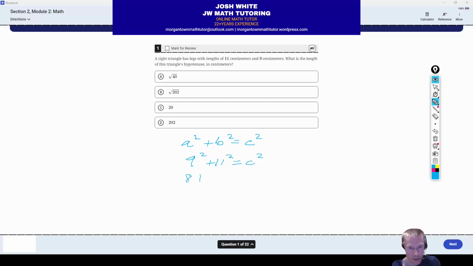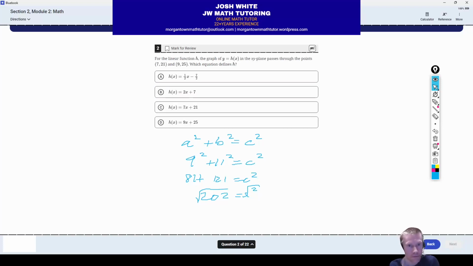So we got 81 plus 121. So c squared is just going to equal 202. Then we can square root that to solve for c. So the correct answer for this one is just going to be letter B. Next.